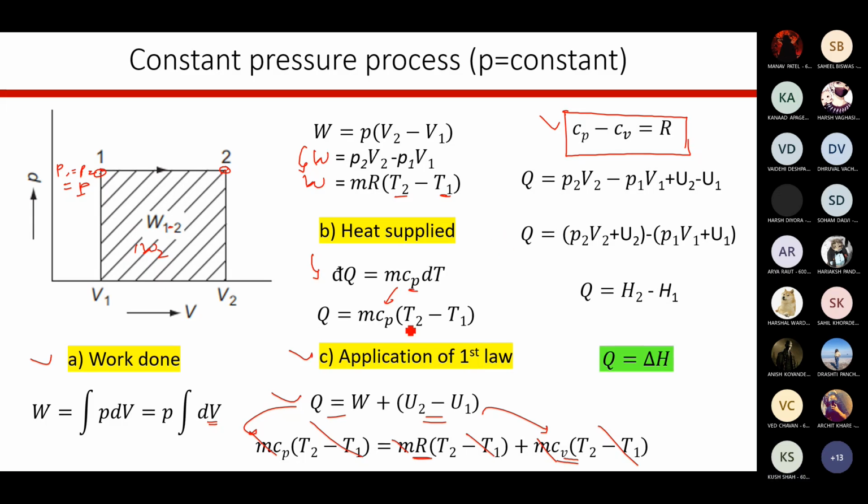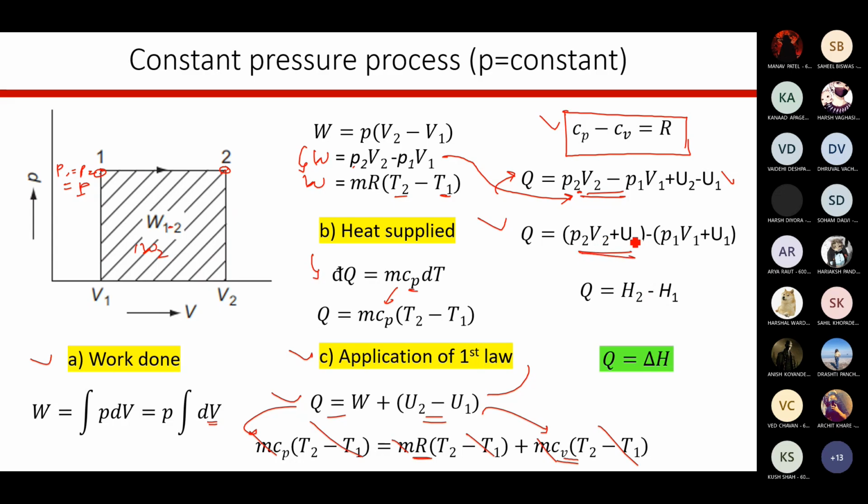Now, instead of writing this in temperature form, the same expression I am writing in a different form. So you can write Q is equal to P2V2 minus P1V1 plus U2 minus U1. I'm just substituting this expression for the work in here. So Q is P2V2 minus P1V1 plus U2 minus U1, which will remain as it is. Then I'm collecting the terms containing the suffix 2 together and suffix 1 together and writing this expression. So Q is, in the first bracket, P2V2 plus U2 minus P1V1 plus U1.